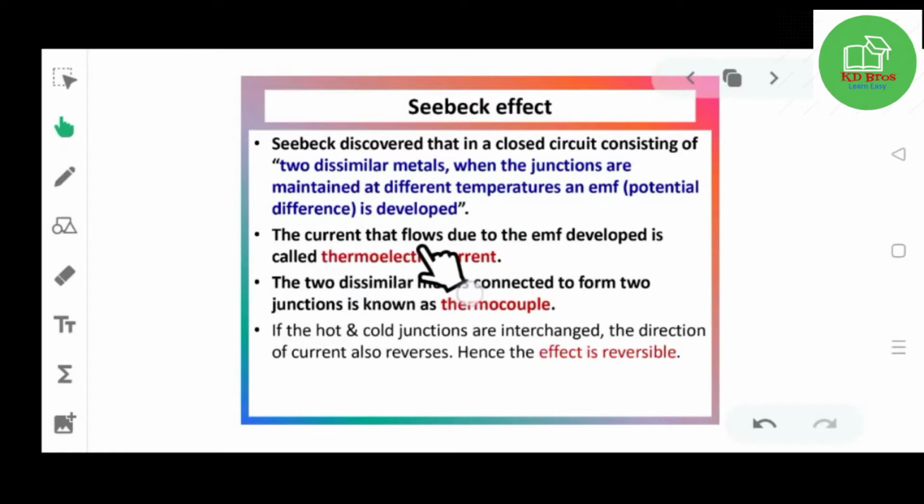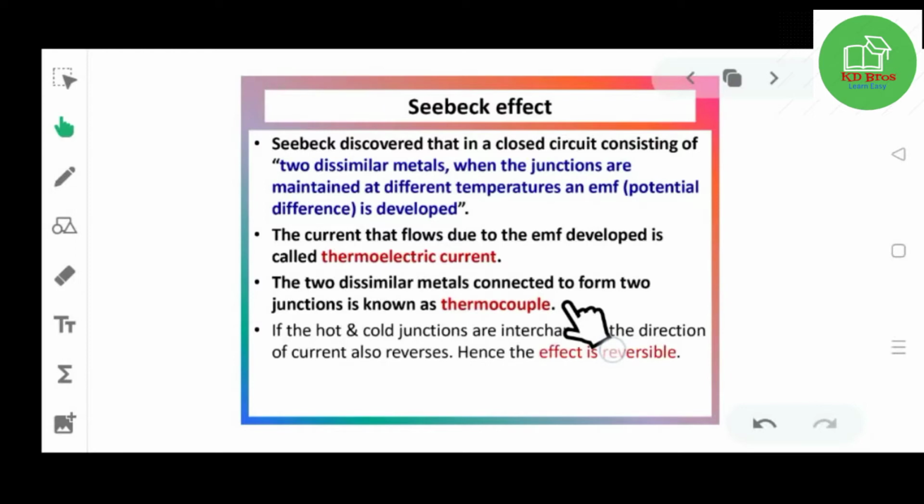The current that flows due to the EMF developed is called thermoelectric current. The two dissimilar metals connected to form two junctions is known as a thermocouple. So what is a thermocouple? Two dissimilar metals connected to form two junctions is known as a thermocouple.